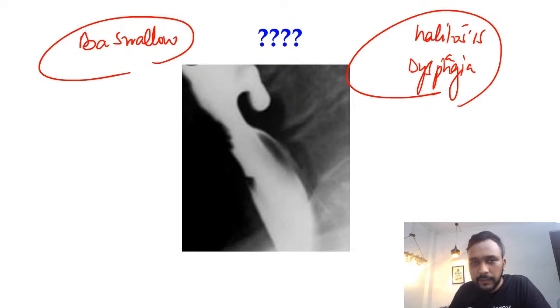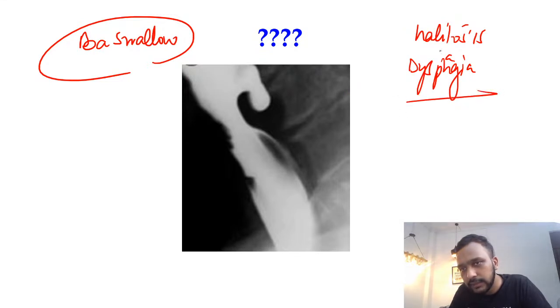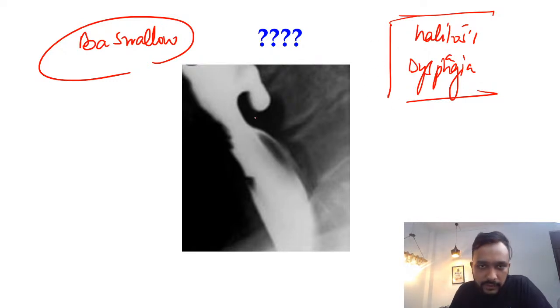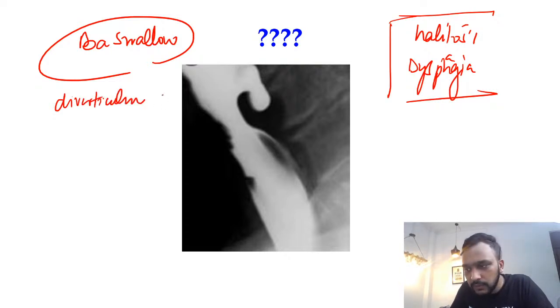So a barium swallow image is being shown to you. In this barium swallow image, the patient has a history of halitosis and dysphagia. What is being shown to us in this image? We can see that there is a diverticulum arising from the posterior wall of the esophagus.